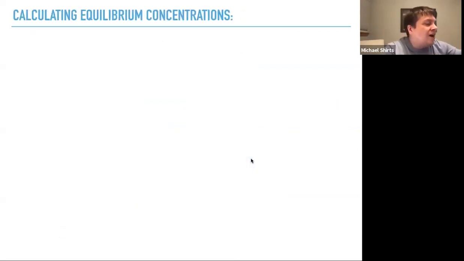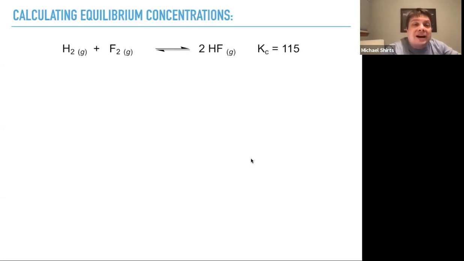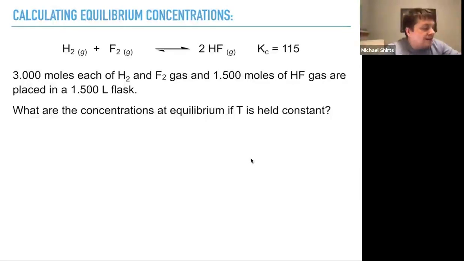Okay. So calculating equilibrium concentrations, that is a qualitative thing to do, but we can make this quantitative as well. Let's say we have a reaction where hydrogen and fluorine are reacting to make hydrofluoric acid, and the Kc I'm giving you here is 115. We place 3.000 moles each of H2 and F2 gas and 1.5 moles of HF gas in a 1.5 liter flask. What are the concentrations at equilibrium if the temperature is held constant? We have enough information here to solve it. We've got an inequality. Let's write an equation.